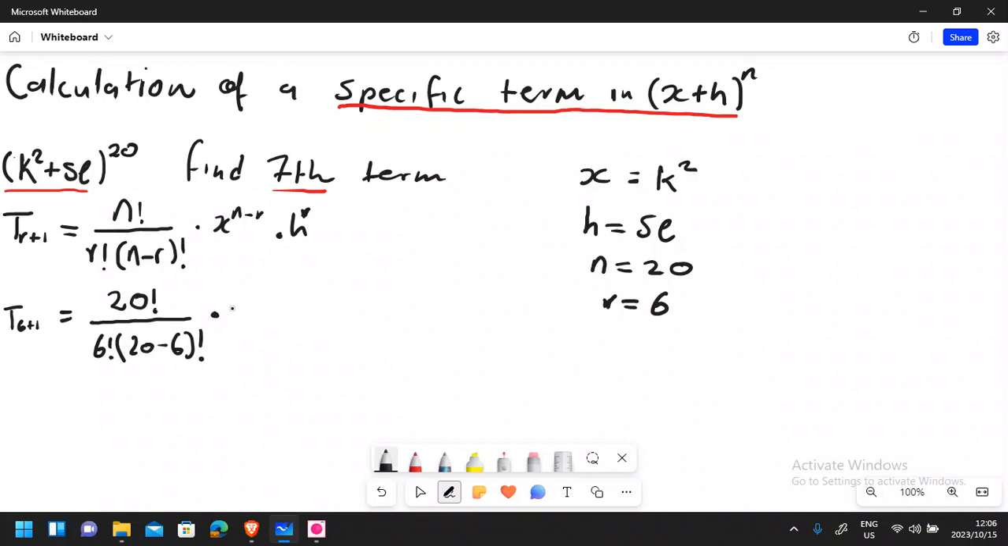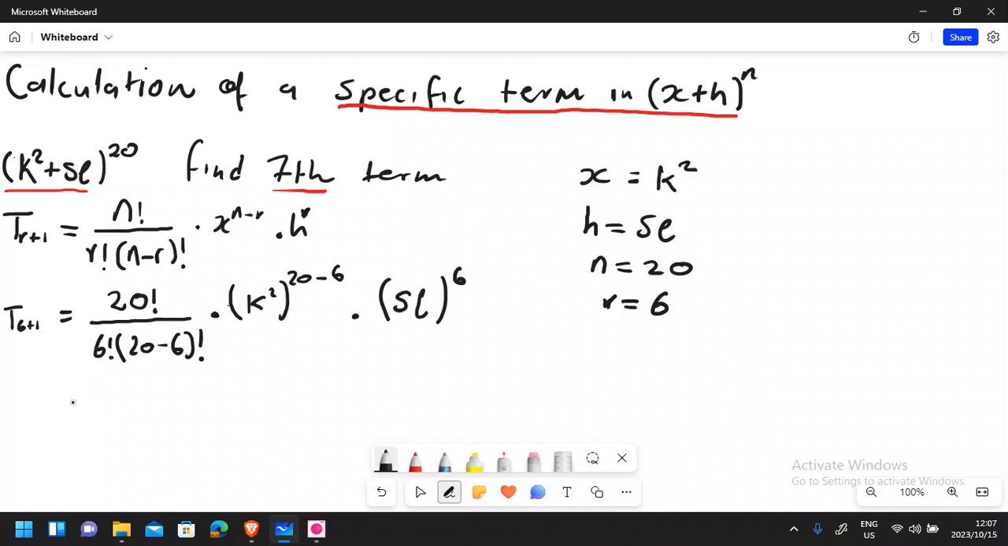Then we multiply our x. In this case, what is our x? Our x is going to be k squared. But then n minus r. So our n, which is 20, minus r, which is 6, multiplied by h. Our h in this case is going to be 5l. Let me just write the appropriate L, 5L to the power of r, which is 6.